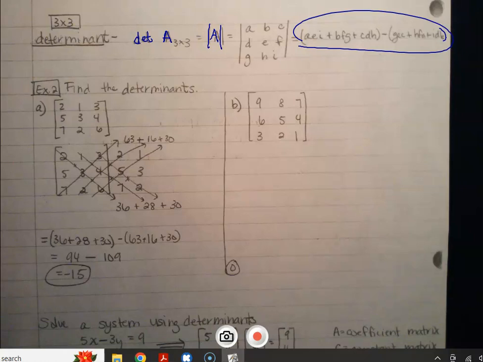So here's our matrix for the first one. I took these first two columns, I rewrote them to the right. Okay, we see the 2, the 1, the 5, 3, 7, 2. So I rewrote those first. Now, I'm going to do my majors first. 2 times 3 is 6, times 6 is 36. That's where that came from. 1 times 4 is 4. 4 times 7 is 28, so plus 28. 3 times 5 is 15. 15 times 2 is 30, so plus 30.